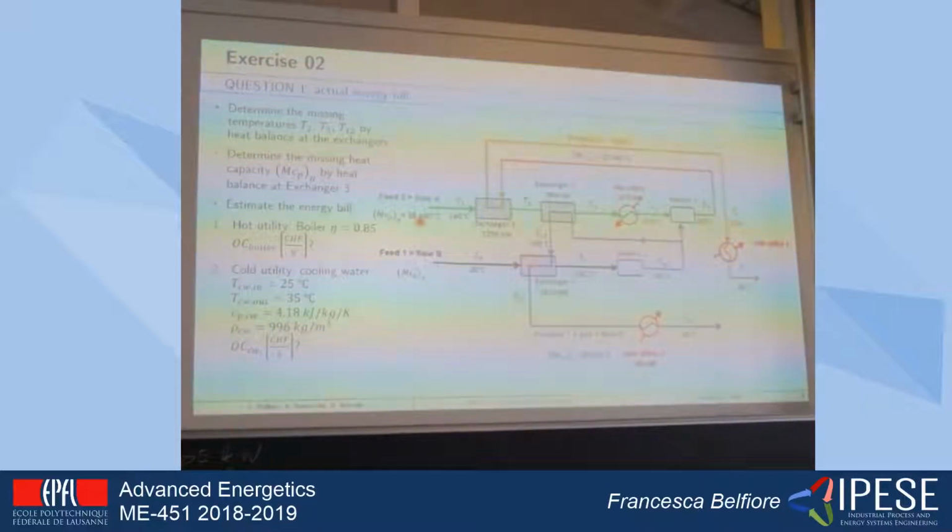Then you will assume that all the hot utility is a boiler, and you can take an efficiency of 85% in terms of the lower heating value to compute the operating cost of the boiler. You are given also the operating time of the process in the project description. And as a cold utility, you can assume that you have cooling water entering the system at 25 degrees, exiting at 35 degrees, with the usual assumption of the cooling water. And in this way, you will be able also to compute the operating cost of the cooling water, which you need here and here in the two cold utilities.